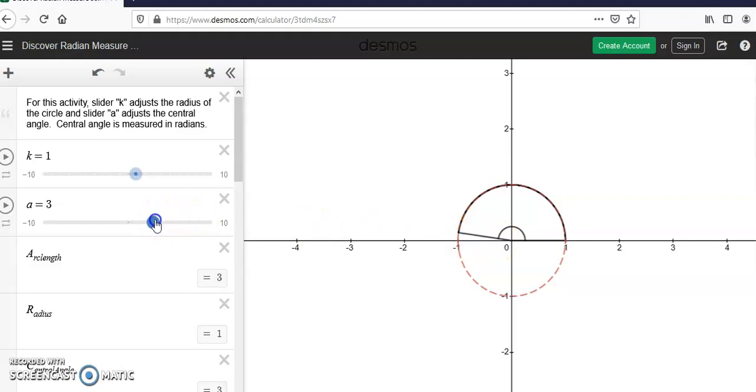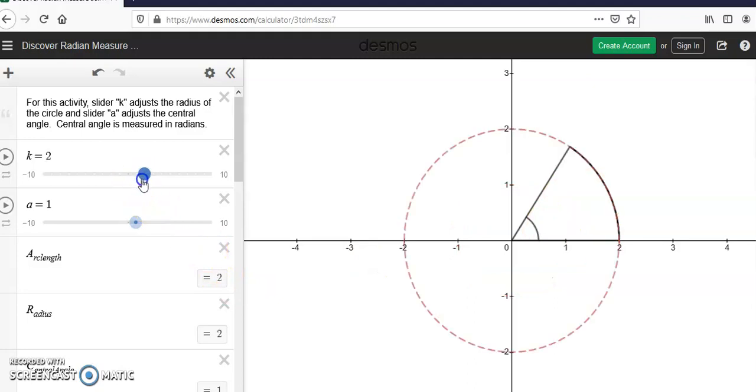But if I go to 3.1 and then 3.2, it skips over it. What we're going to notice is 3.14 is the value that'll make that a straight angle, and we'll talk about that in a second. But again, what radian measure means is that 1 radian means you have put 1 radius on the circle.